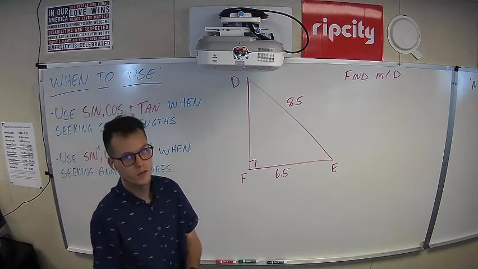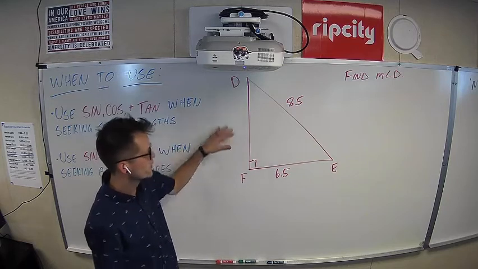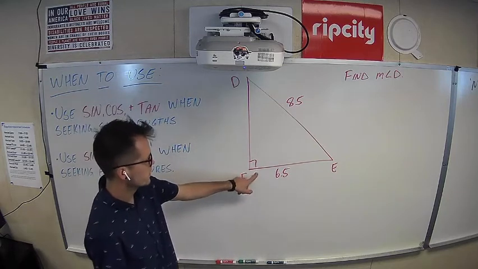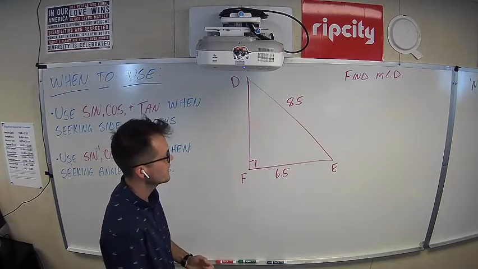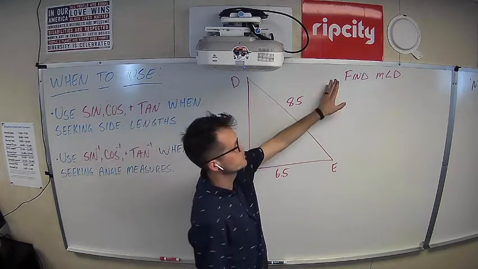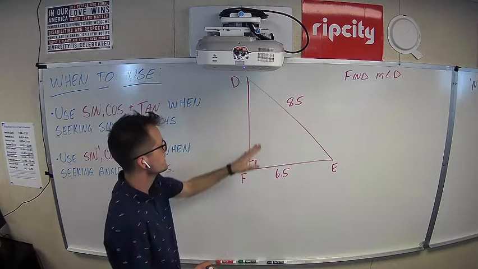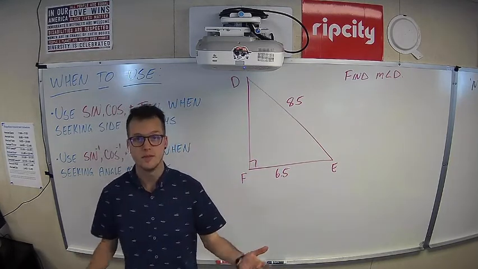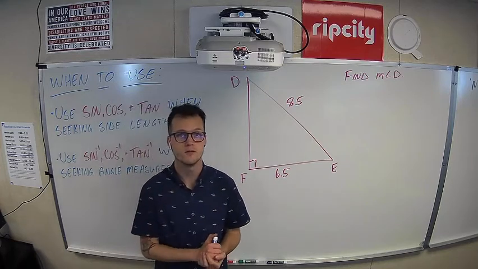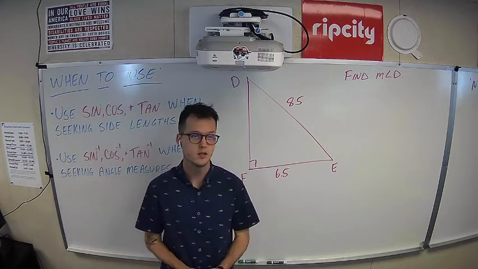Okay, here we go with our second and final example. We have this triangle DEF. It's a right triangle. We have a leg of length 6.5, hypotenuse of length 8.5, and we're tasked with finding the measure of angle D. So that's this one up here. So we are finding an angle measure. That means we're going to use an inverse trig function. We just need to figure out which one to use.